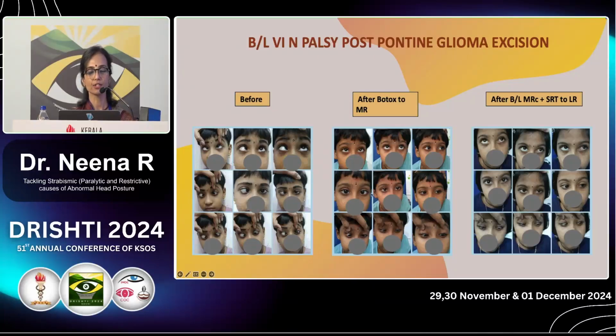So this is after we gave Botox to the medial rectus. You can see improvement in her ESO. And finally, after bilateral medial rectus recession and an SRT to the lateral rectus, she's much better, head posture is better, though the abduction is not complete.